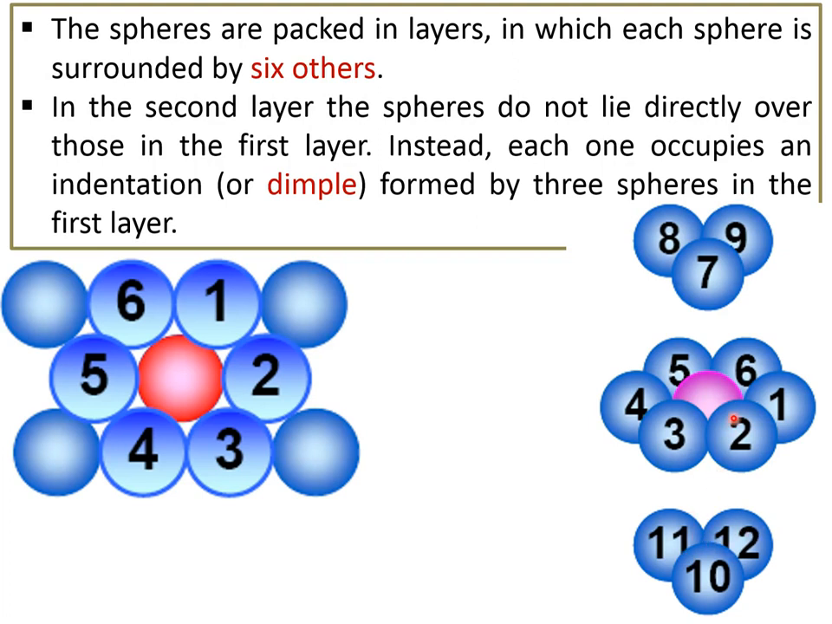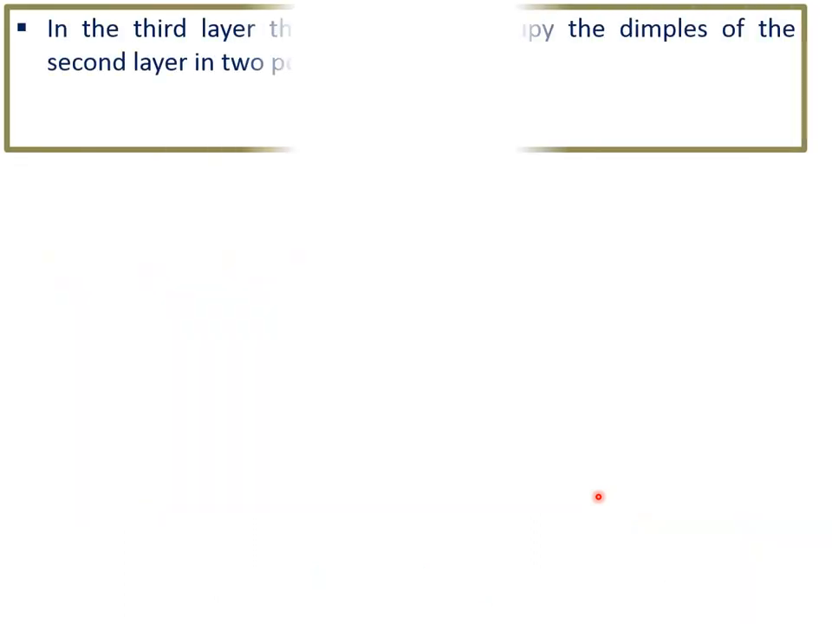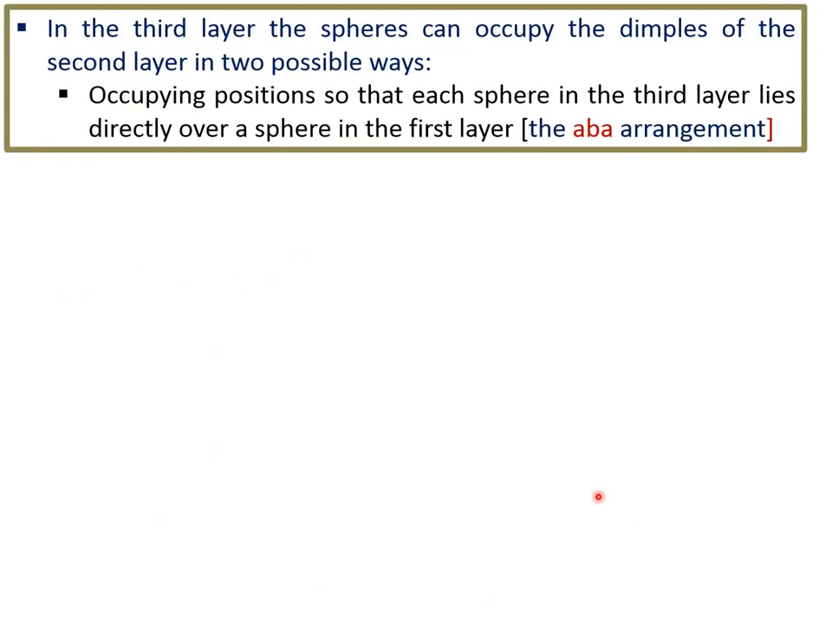So overall, how many atoms can touch this atom, or how many atoms can surround this atom, the red one? 6 in the same layer, okay? And 3 above and 3 below. So overall, we will have 12 atoms. 12 atoms. This is the coordination number, or 12 equivalent neighbors, okay? But we have 2 different cases for arrangement, okay?